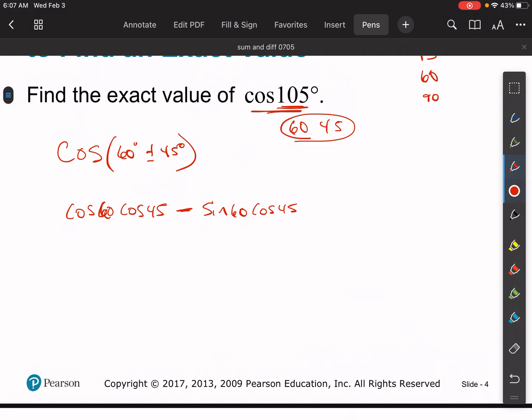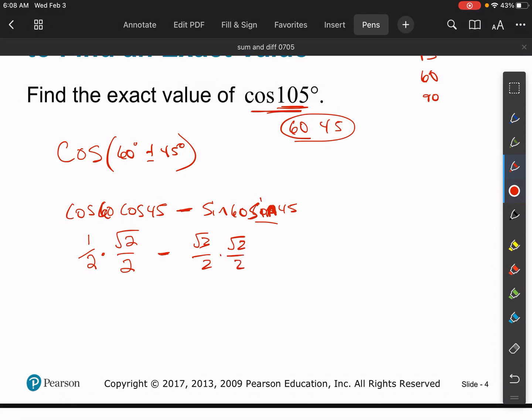Okay, so what is the cosine evaluated at 60 degrees? Well, at 60 degrees, the cosine there, the x value at 60 degrees, if you'll remember, is 1/2. The cosine at 45 degrees is the square root of 2 over 2. And then we're going to take that and subtract the sine at 60 degrees. The sine at 60 degrees is square root of 3 over 2. And the sine at 45, oh sorry, I said cosine, it should say sine. My apologies. Sine of 45 degrees is square root of 2 over 2.